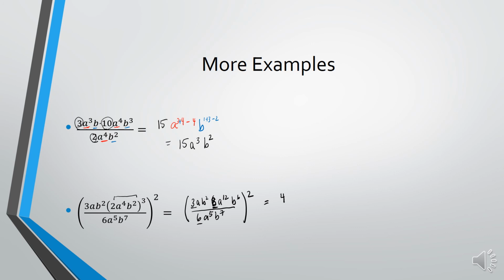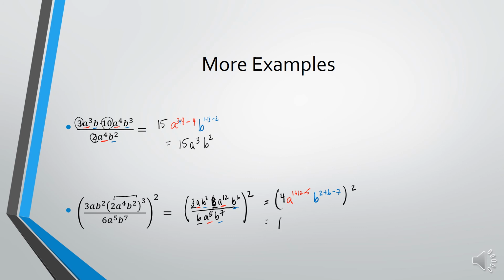Next, let's look at my a term. So I have an a here, an a here, and an a here. So I think my exponent for a is going to be 1 plus 12, that's coming from the numerator, minus 5, that's coming from the denominator. Now I'll look at my b term. So I have b squared, a b to the 6th, and a b to the 7th on the bottom. So on the top, it'll be 2 plus 6, and then subtract 7 on the bottom. And don't forget, this whole thing is being squared.